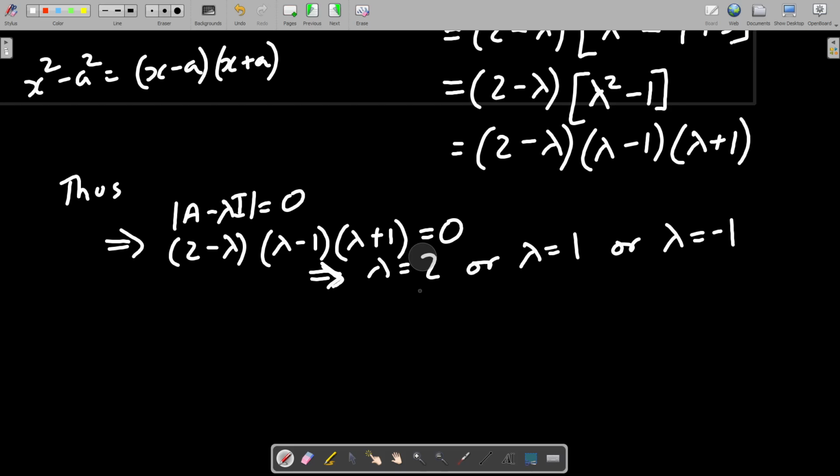Okay, so the eigenvalues we found out are 2, 1 and -1. Okay? So step 2 is to find the eigenvectors now.